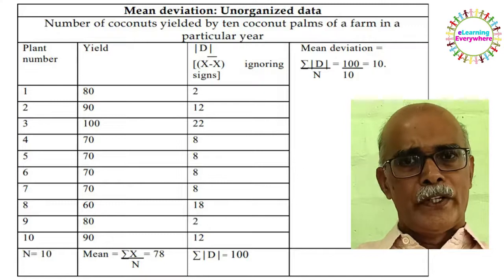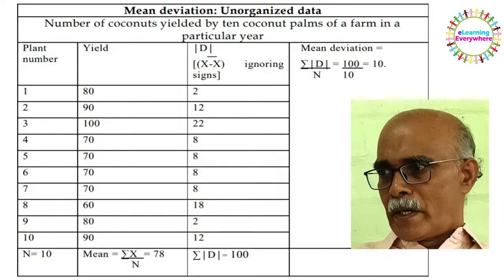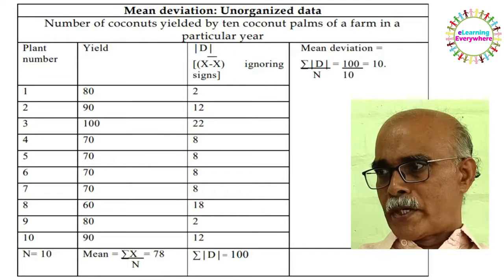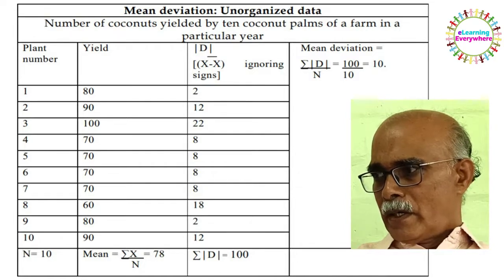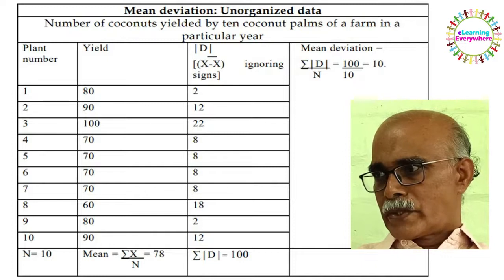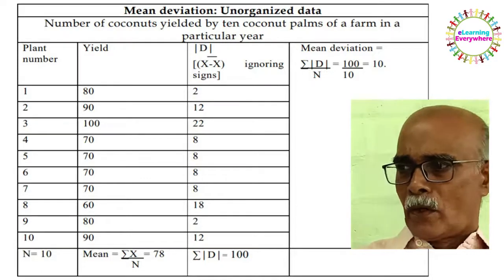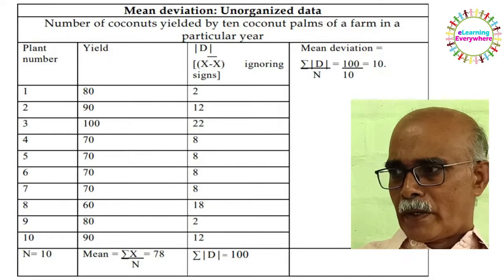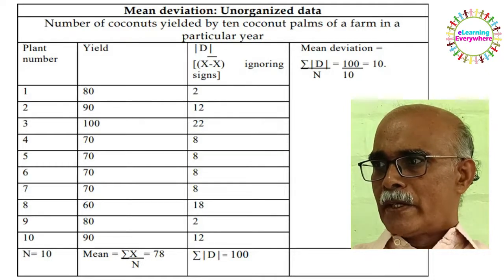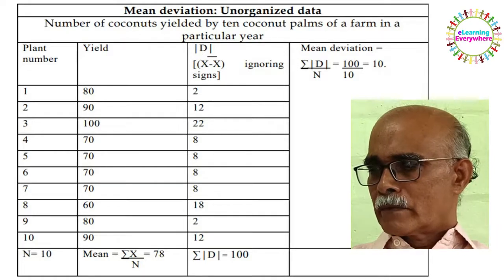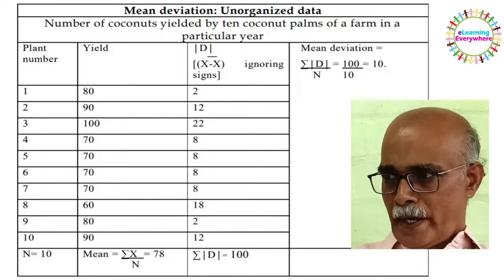Then you have to calculate the mean deviation from it, and for that the next step is calculation of the deviation ignoring signs in each case. So you are finding out x minus x bar corresponding to the first plant, second plant, third plant, fourth plant, like that. And in all the cases you are ignoring signs. So you are getting the values of d as shown in the column, and then you are finding out sigma d. You are calculating the total, and this sigma d is then divided by the total number of units in the sample, N, and here n is 10.